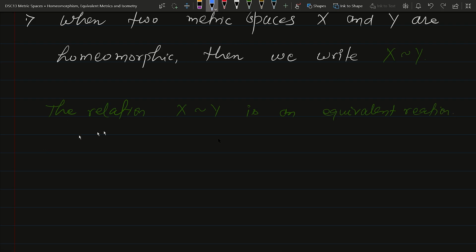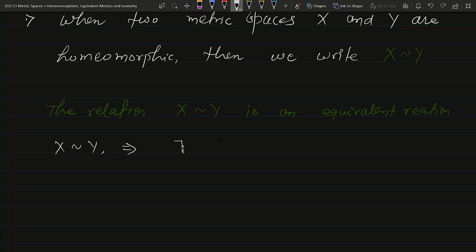First, if X is homeomorphic to Y, then there exists a homeomorphism between X and Y. So let me consider that. X is homeomorphic to Y, and we are going to prove this.